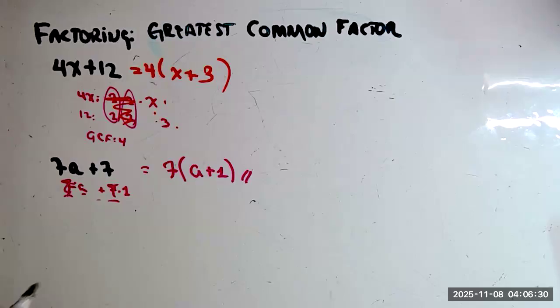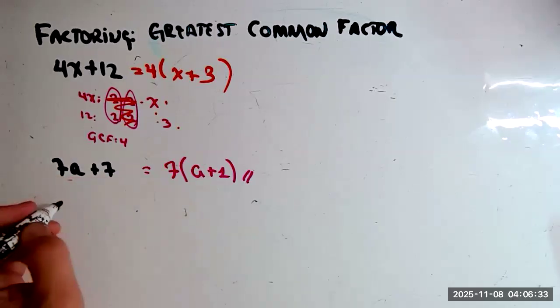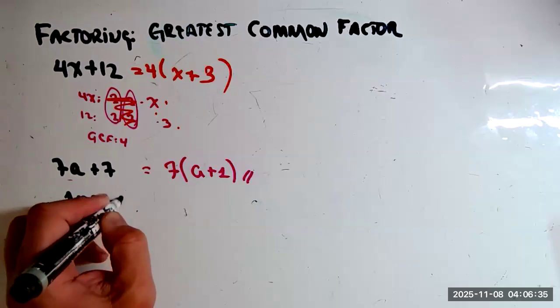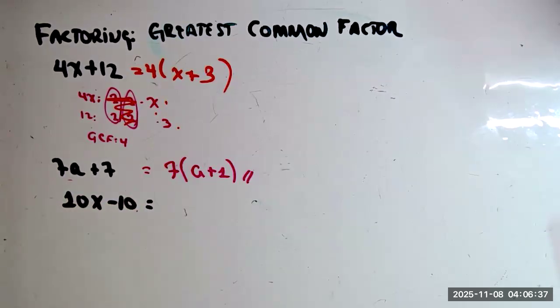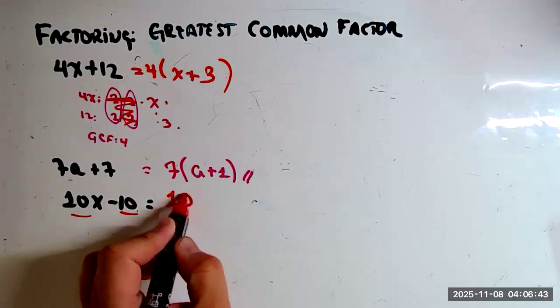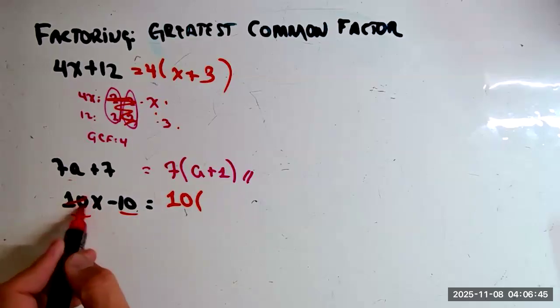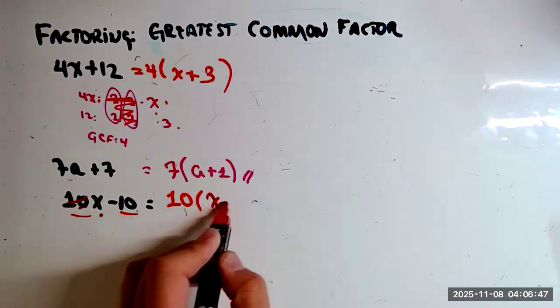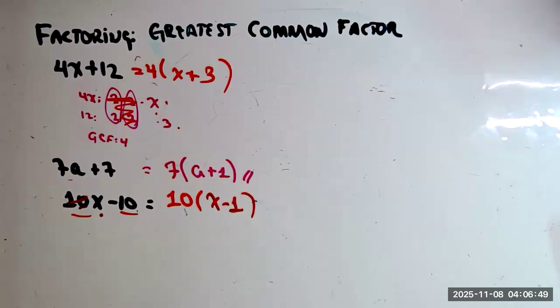What about 10x minus 10? Once again, what is our common factor? This is 10 times x, 10 times 1. We may factor out the 10. So we leave x minus 1.